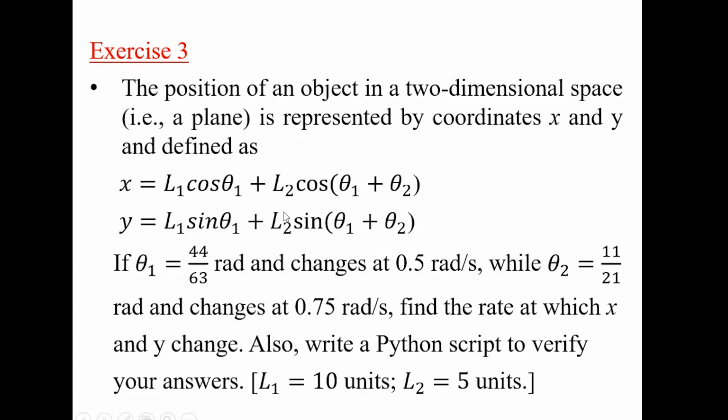This is the x coordinate in terms of θ1 and θ2. This is the y coordinate in terms of θ1 and θ2. And these θ1 and θ2 are changing, so you need to pay attention to the way they change if you want to capture the change in x. Similarly, you need to do the same for y. Here we are given that θ1 is this many radians and changes at 0.5 radian per second. θ2 is also this, but it's changing at this rate. We want to find the rate at which x is changing and at which y is changing.